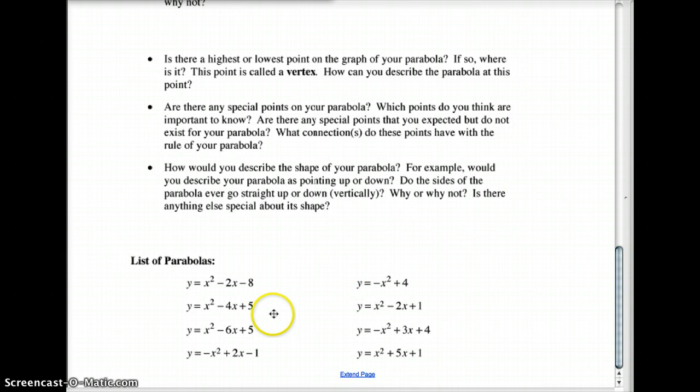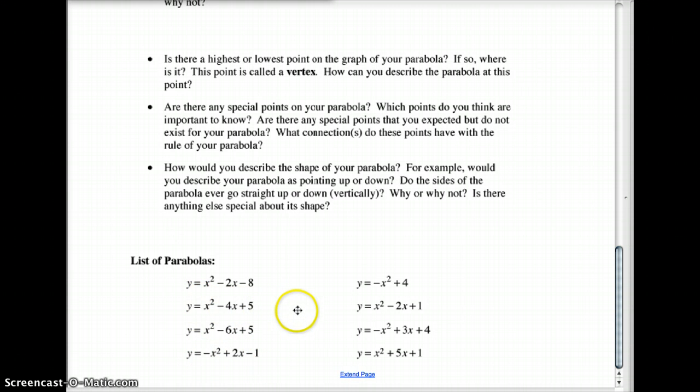Boys, if you're a boy, you're going to graph this parabola right here, and you will graph this parabola right here. So the very first one, the second one here on this line, y equals x squared minus 4x plus 5 for boys, and also boys, y equals negative x squared plus 2x minus 1. So the boys are doing these two.